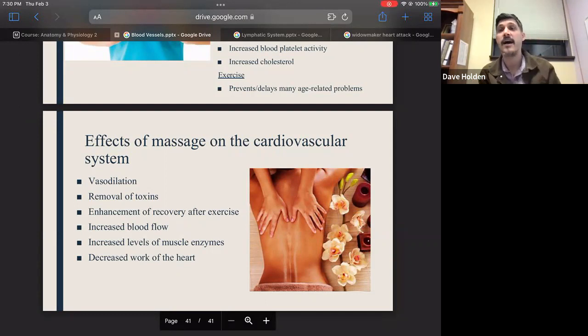After exercise, after we've exerted the muscles, massage is very useful for enhancing recovery, restoring blood flow, right? Increasing the intake of nutrients. Yes, increasing the output of waste products. We're not using the T word. Increased blood flow, particularly to the areas that we're focused on, increased levels of muscle enzymes, and decreased work of the heart because we're increasing circulation, right? And we're dilating blood vessels. So the heart rate gets to drop. Whew. Good stuff.